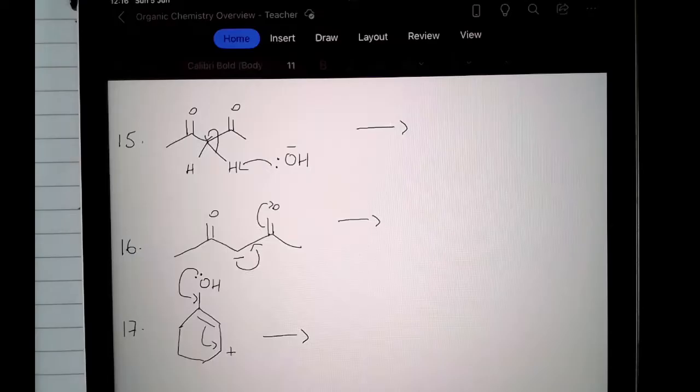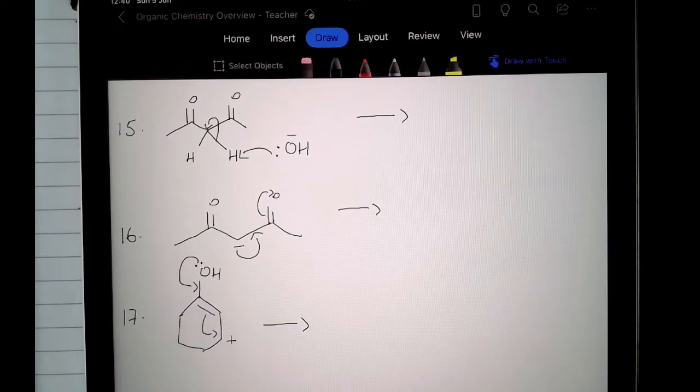I'm just going to move on to my iPad now so I can show you more at the same time. They get trickier from here, but try and follow the same processes. Have a go at doing 15, 16 and 17 and then press play when you're ready to see the answers to all three.